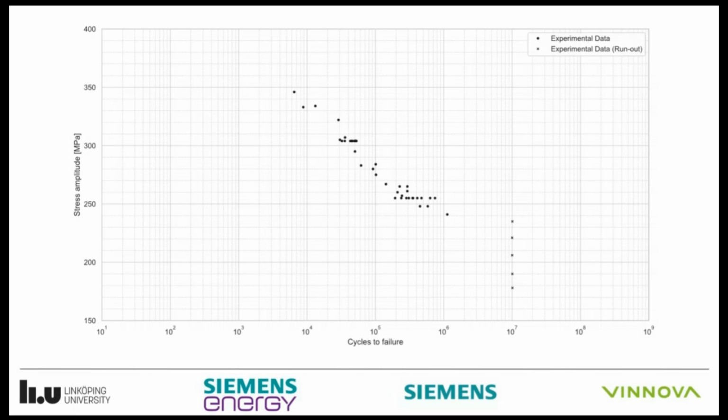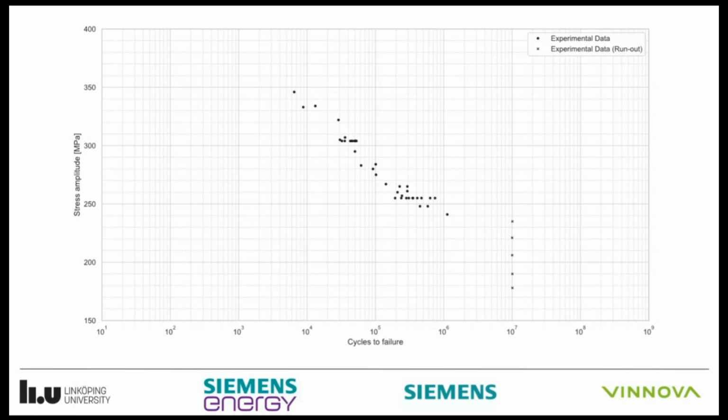We have the stresses here and the cycles to fatigue here, and we have our data. We have some runouts, and usually what we do is an ISO standard regression, which is a linear regression in the log-log diagram. The question you can ask is, we have some kind of fatigue limit for this material. This is a normal steel.